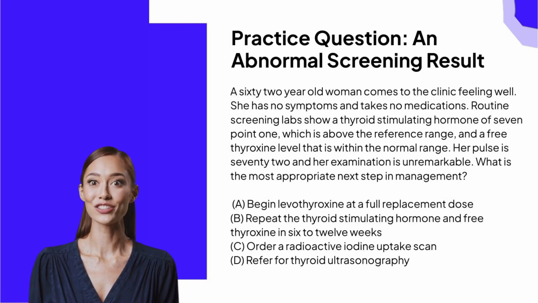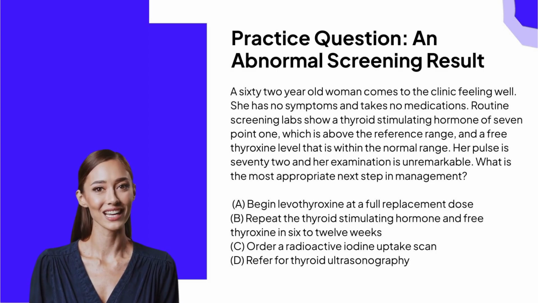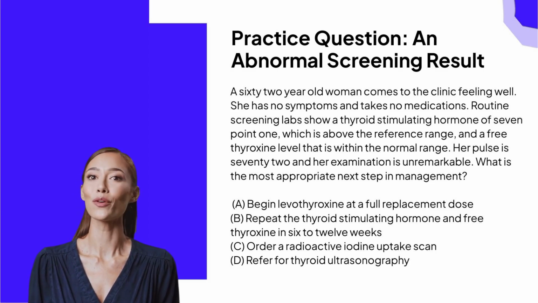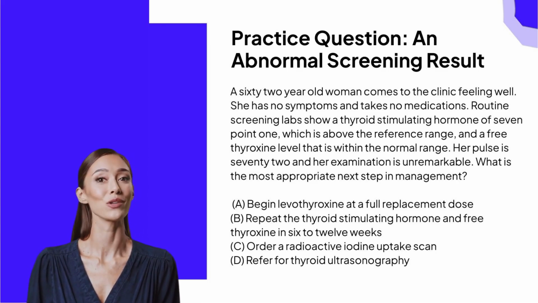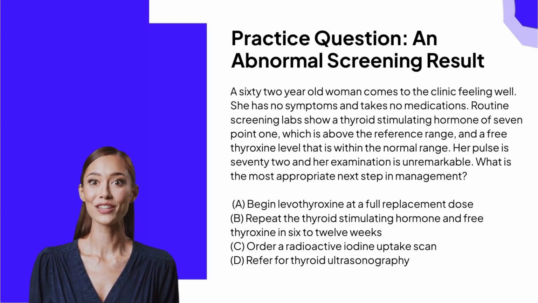Let's work through our first practice question. A 62-year-old woman comes in feeling completely well, no symptoms, no medications. Routine labs show a thyroid-stimulating hormone of 7.1 above range and a free thyroxine within normal limits. Her pulse is 72 and her exam is unremarkable. What's the most appropriate next step? Before you choose, notice two things: no symptoms and a normal free thyroxine. Read the options, commit to an answer, and we'll walk through it on the next slide.